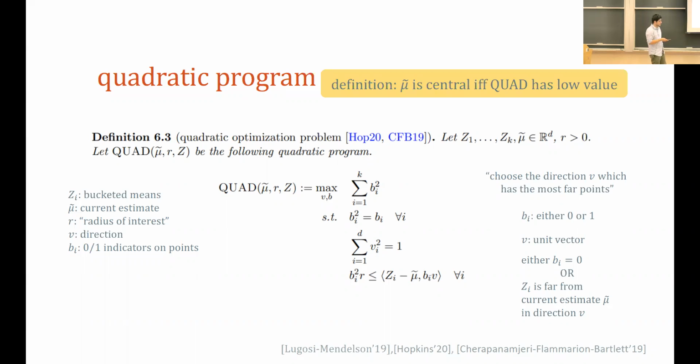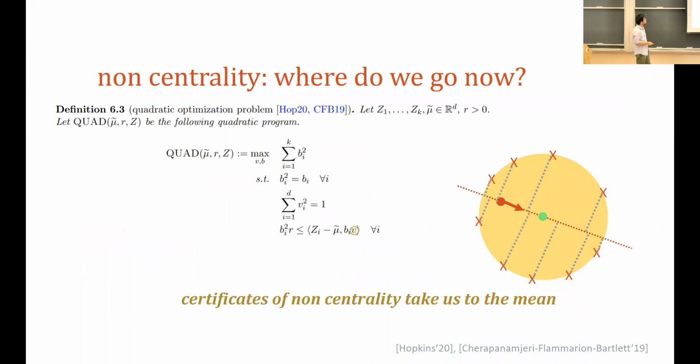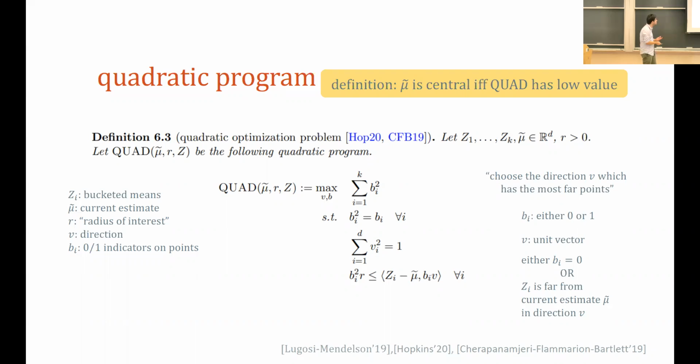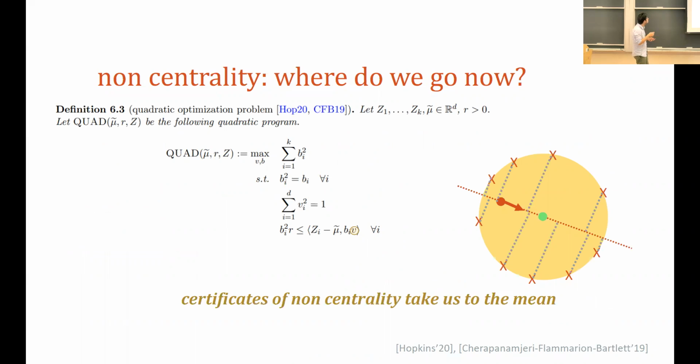So now we have an equivalence between being close to the true mean, being central, and the quadratic program having low value. Now, what if the quadratic program doesn't have a low value? If the quadratic program has low value, we know that mu tilde is going to be a central point. We can output mu tilde, we are going to be fine.